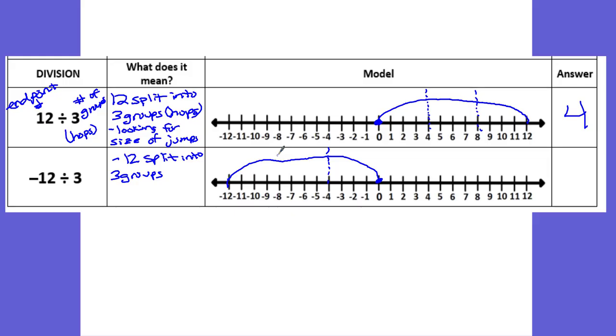So there's 1. And now you have 3 groups, and each group size is 1, 2, 3, 4 negatives. 1, 2, 3, 4 negatives. 1, 2, 3, 4 negatives. So negative 12 divided by 3 equals a negative 4.